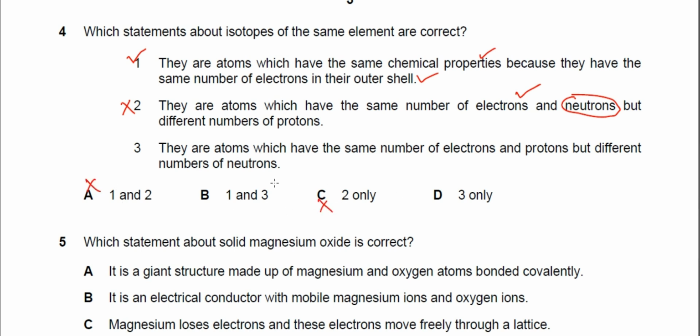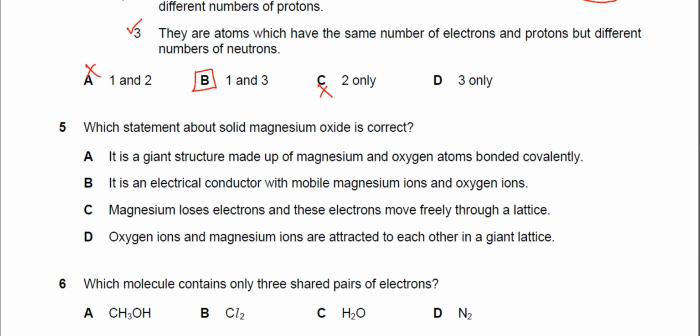Now we have to look at the third option. They are atoms which have the same number of electrons and protons but a different number of neutrons. Yes, this is the definition of an isotope, so this is correct as well. So we will go for option B. Okay, so we can say option B is the correct one. Now proceeding to the next question.